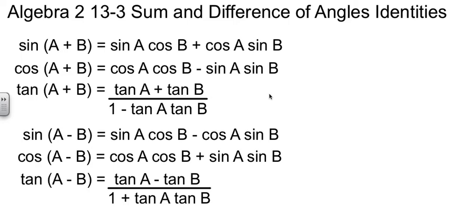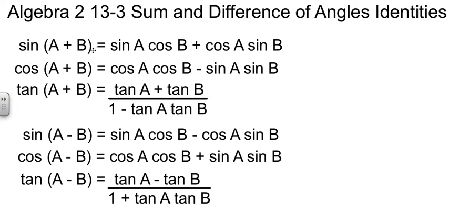This is Algebra 2, Chapter 13, Section 3, in which we will study sum and difference of angle identities. What we're going to be dealing with is working on sine, cosine, or tangent of two different angles either being added together or being subtracted. And what we find is we have a sequence of formulas here that will help us find these values.